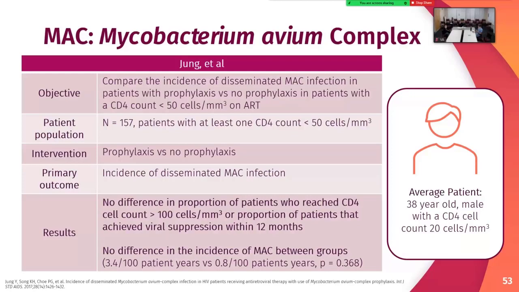And they found no difference in the proportion of patients who reached a CD4 count over 100 or those that were able to achieve viral suppression within 12 months. So really no effect on our efficacy if you gave them prophylaxis or not. And then they found no difference in the incidence of MAC between the groups. So following the publication of both of these studies, the guidelines then updated to reflect that patients that are on ART therapy with a CD4 count less than 50 don't need MAC prophylaxis.